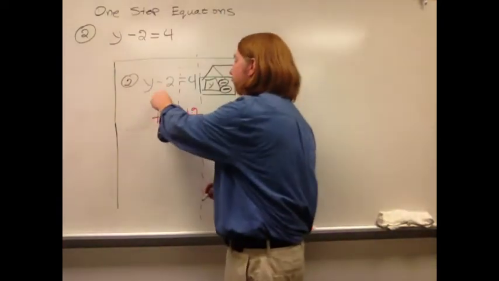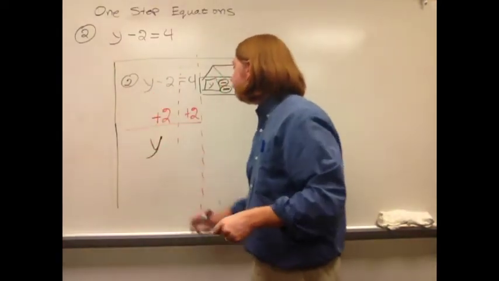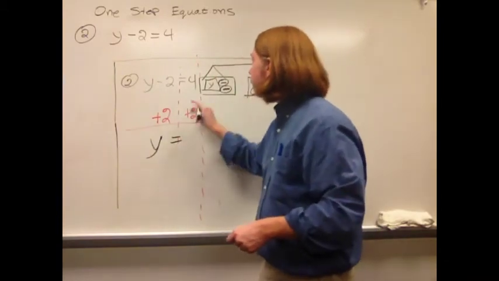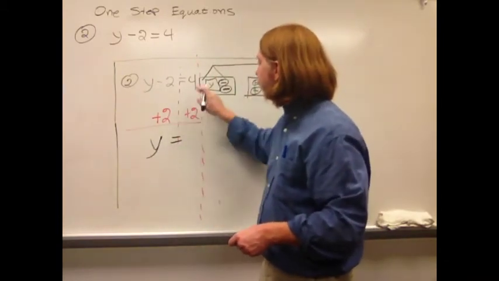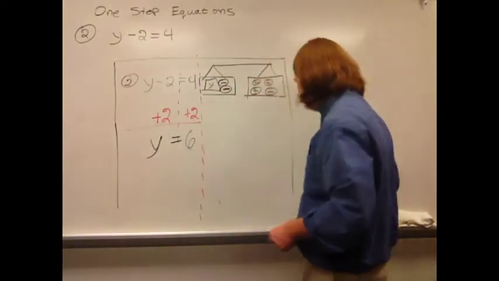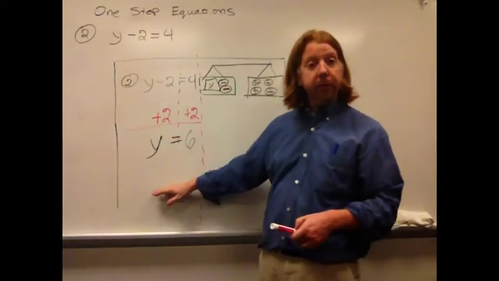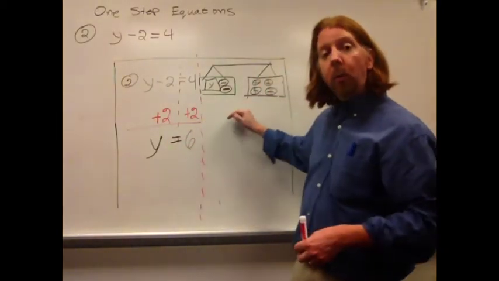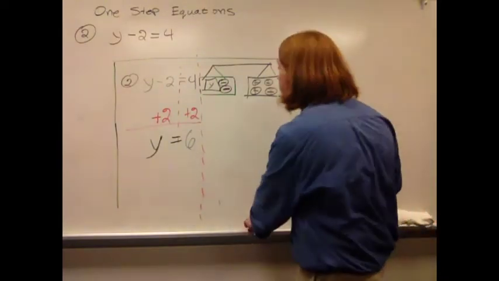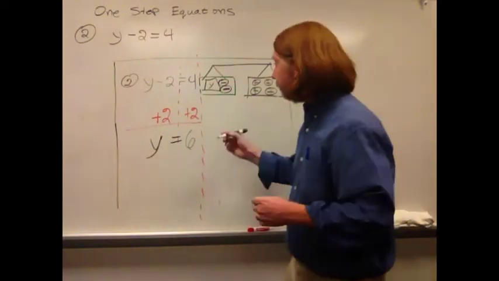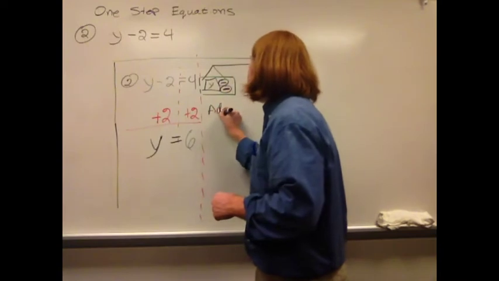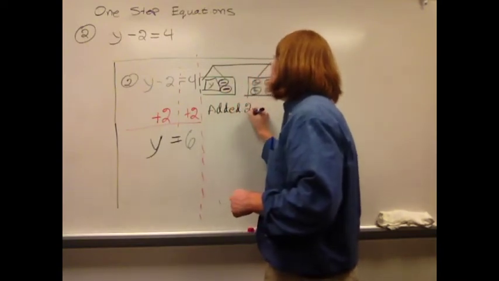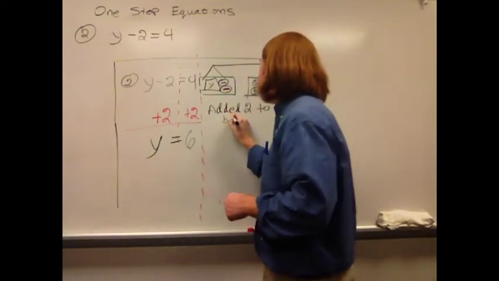So now y minus 2 plus 2 is simply y. On this side of the equation, 4 plus 2 is 6. Before I go any further, I should also write down what I did on this step so that I'm aware of what my process has been. In this case, I added 2 to both sides.